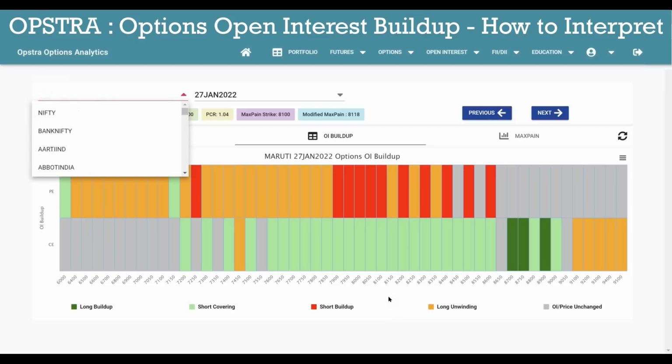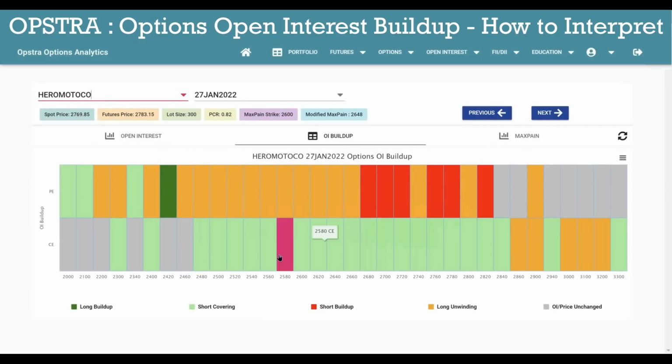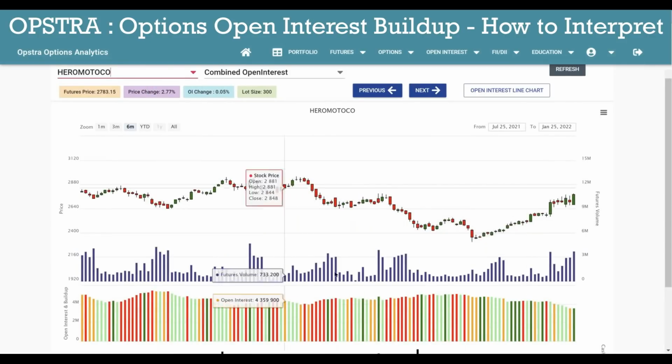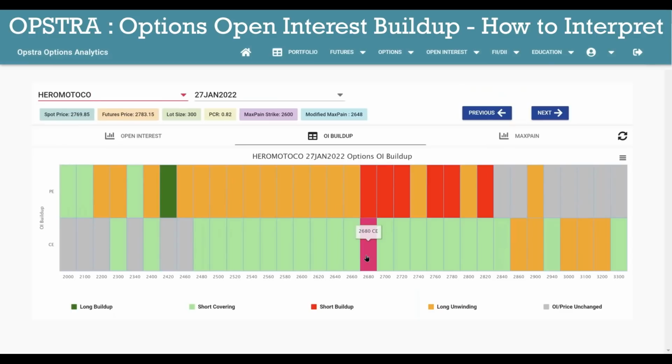And if you look at another auto stock like Hero Motocorp, here also again same short covering in the call options and the long unwinding and the short buildup in put options. Again bullish. What is price action saying? Same bullish price action. Now see how both are in sync. So you will be confident here to go long in Hero Motocorp.